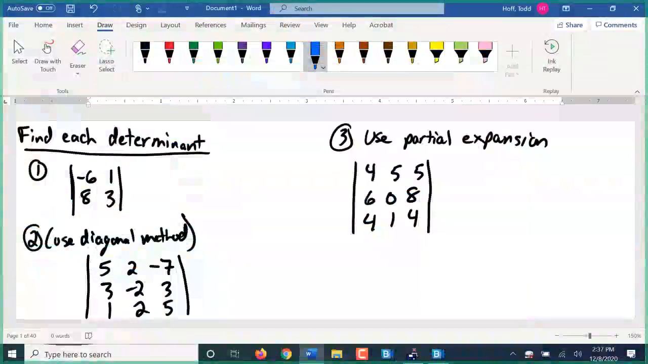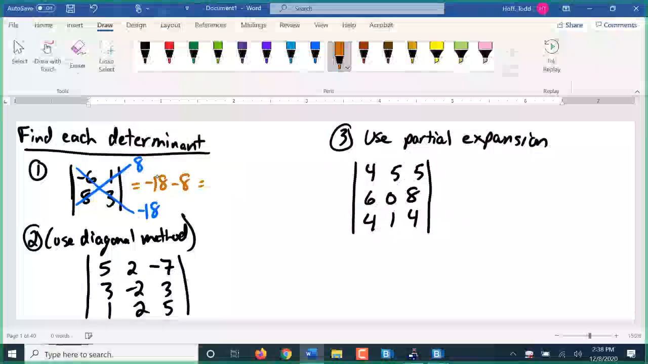So for number 1, this is a 2 by 2 matrix. Now remember, the straight lines on the sides are telling us that we're finding a determinant here. So we go ahead and do that. It's a down diagonal product, which is the -6 times 3, which makes -18. Then the up diagonal product, which is 8 times 1, which is 8. The determinant is the down diagonal minus the up diagonal. -18 minus 8 is a -26.